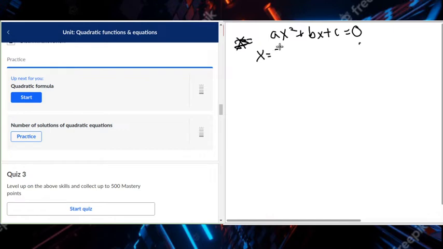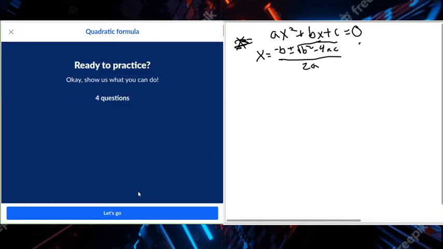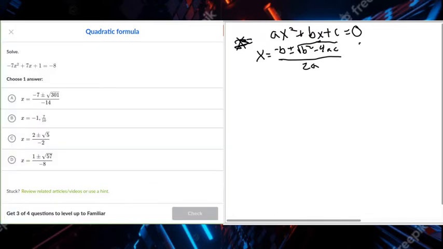That comes out to x equals negative b plus or minus the square root of b squared minus 4ac, all over 2a. You just need to memorize it that way. However you need to do it, write it 100 times or say it in a song until you get it, you just need to remember that formula. So let's go ahead and get started.